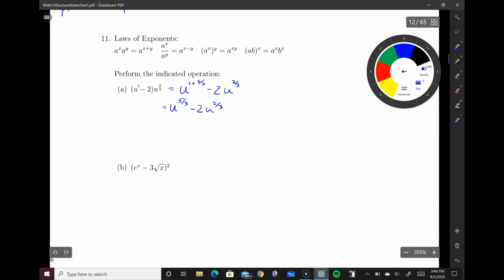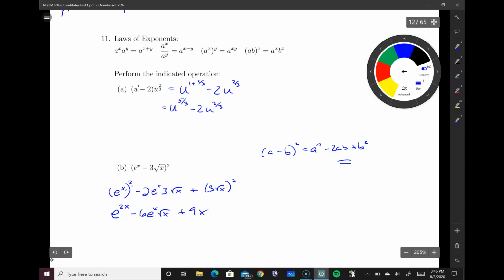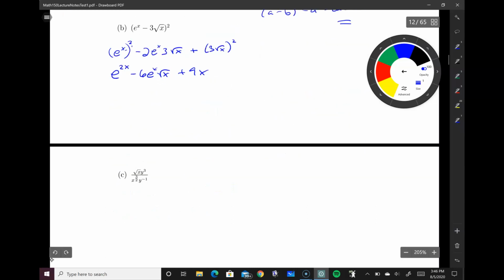All right, so you know how to multiply out, right? If you have a minus b squared, a squared minus 2ab plus b squared. I want that to be quick for you. So take this first thing and square it. So e to the x squared, minus 2 times e to the x times 3 root x, and then plus 3 root x squared. And you could go quicker than this. I'm just going to go slow. You multiply these exponents, 6e to the x root x, and then this gives us 9x. And that's as much as it'll be simplified.